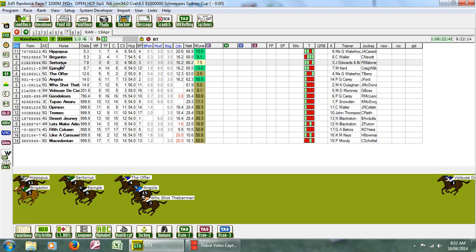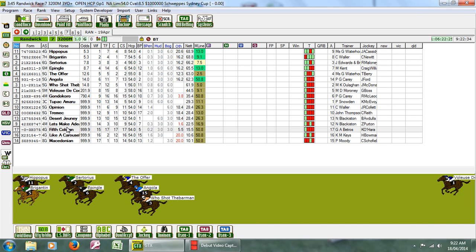Sartorius, well, we know he ran a good fourth last start. He's rated $7.80. And then we've got Pingle at $8.70. Pingle did very well in Tasmania, had a bit of a let up, came back and ran third last start. And then we've got The Offer. As you can see, this is a fairly tight market up top, and there are heaps of horses down here.